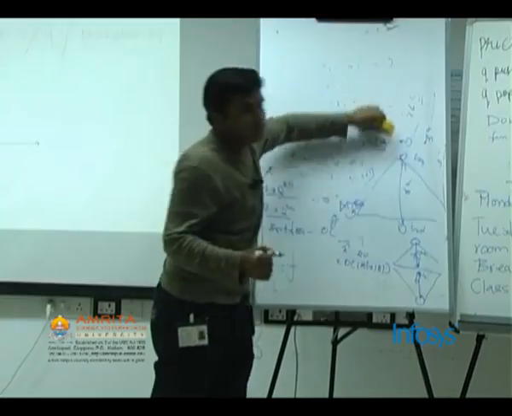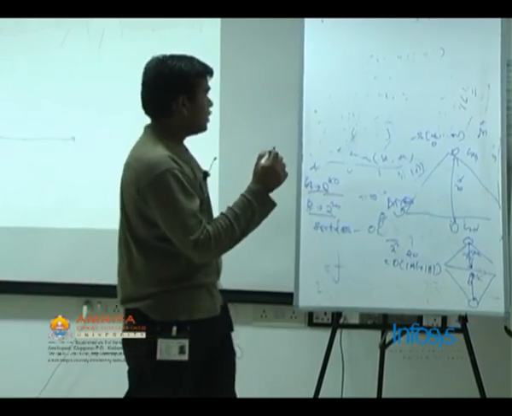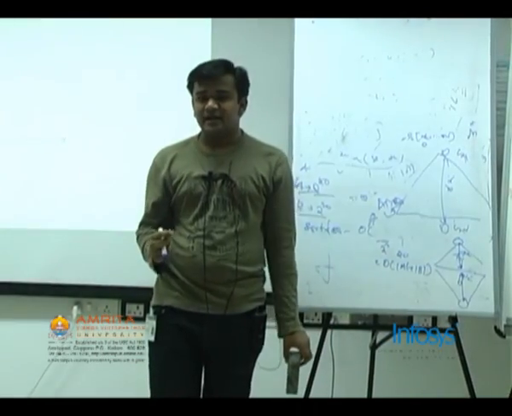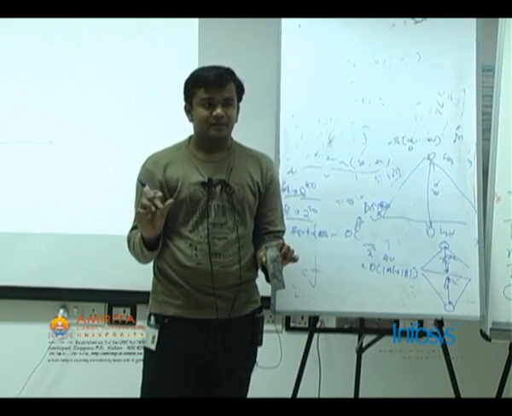The next thing is dot product of two vectors. So dot product of two vectors is a scalar quantity, that is, it doesn't have a direction associated with it, it's just a number.